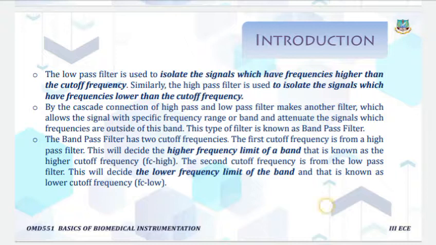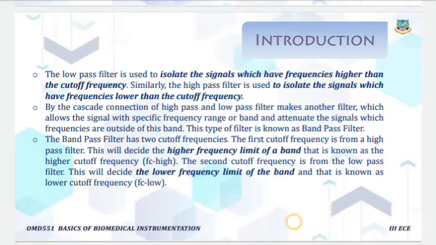The band pass filter has two cutoff frequencies. The first cutoff frequency is from the high pass filter. This will decide the high frequency limit of a band, that is known as higher cutoff frequency. The second cutoff frequency is from the low pass filter. This will decide the low frequency limit of the band, and that is known as lower cutoff frequency. Have you all understood this topic?